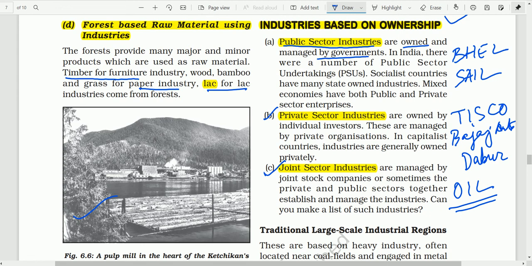In the lower classes, you might have learned another type of industries based on ownership, like cooperative industries, run by a group of people. That is, industries run by the producers of the raw materials are known as cooperative industries. For example, sugar mills in Maharashtra, then coir industry in Kerala. All these are examples of cooperative industries.